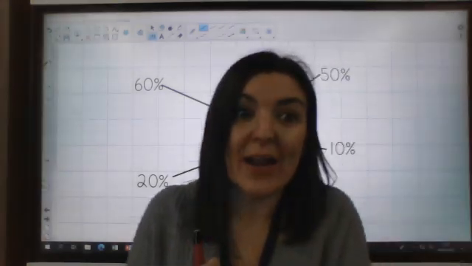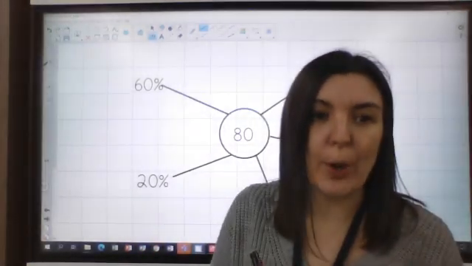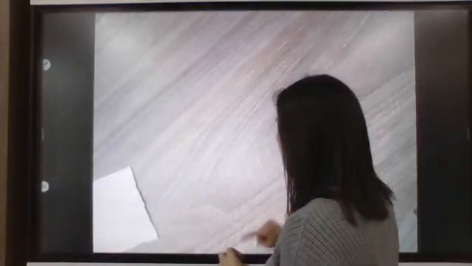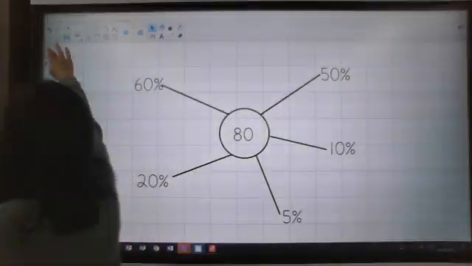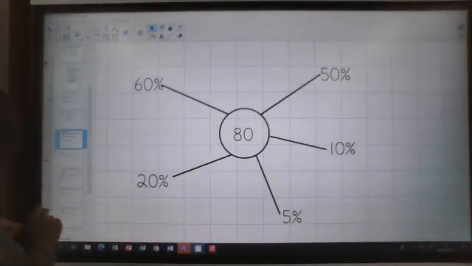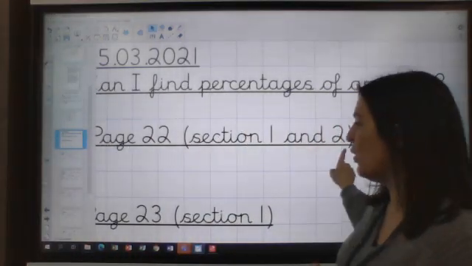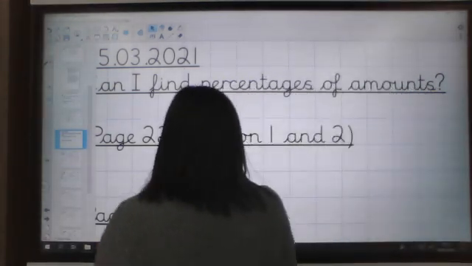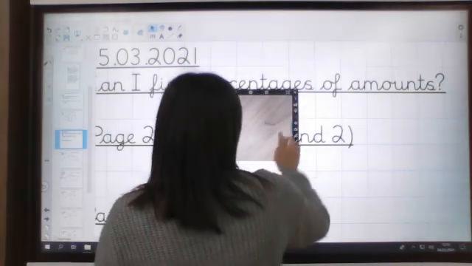Okay, so now it is time for you to do your workbook work. So if I just click onto the visualizer. Let me give you a reminder of which pages I want you to look at. It's page 22, section 1 and 2, and page 23, section 1. So if I just go to page 22, so here.